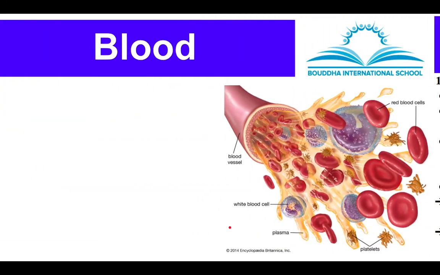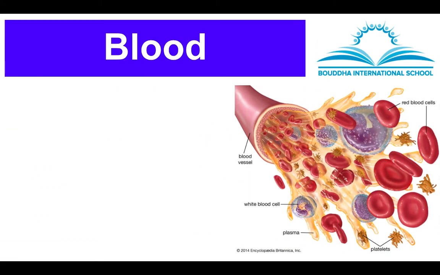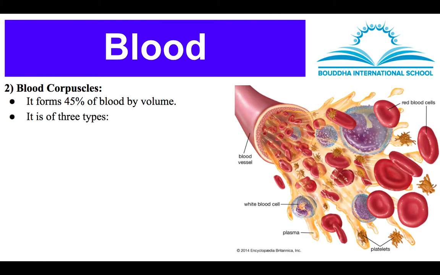Now let's go to the other component of blood, that is blood corpuscles. Plasma makes 55%, which means blood corpuscles make 45% of blood by volume. And it is of three types. The first is RBC or erythrocytes. RBC is also called red blood corpuscles. Here you can see they are RBCs.